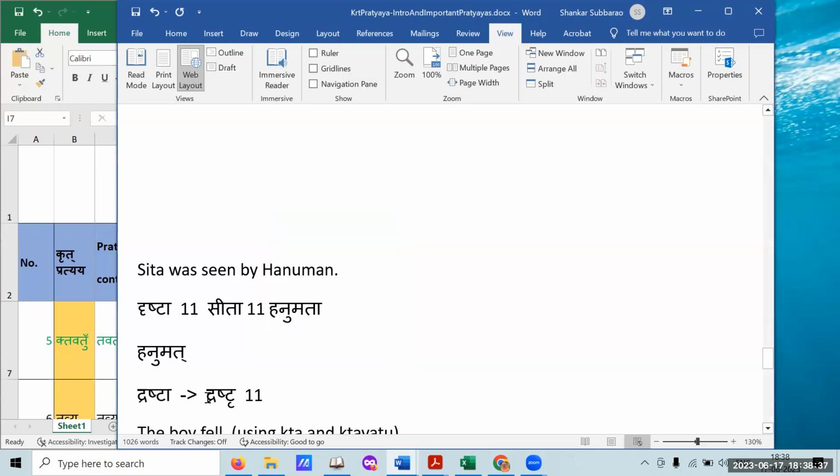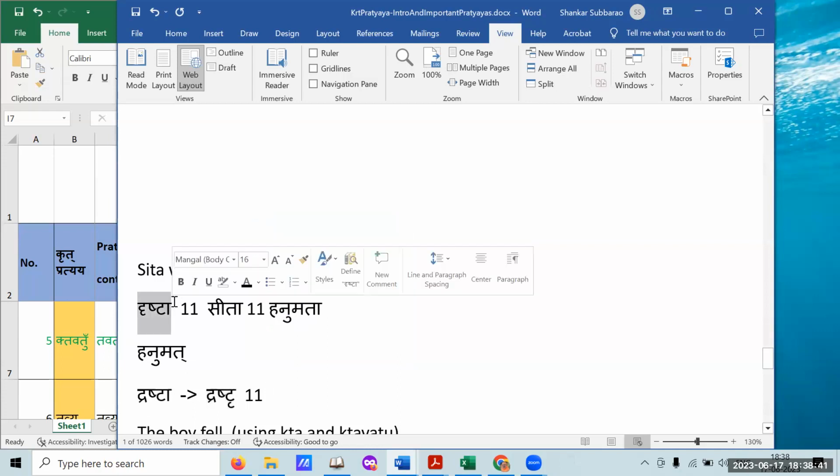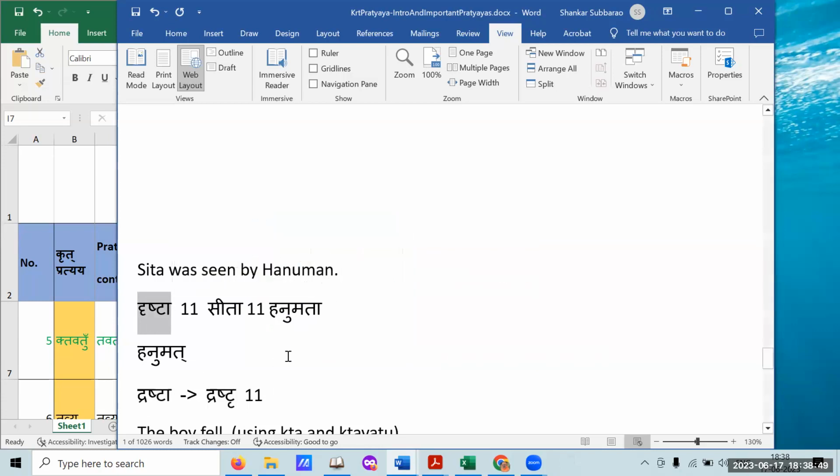Drashtr is a pratipadika. But here it is what? Drishta. Very different. One is ri, one is repa, ra. So, Drishta, Sita, Hanumata. You can put them in any order. Hanumata, Sita, Drishta. Drishta, Hanumata, Sita. Any way you put it, it will mean the same: Sita was seen by Hanuman.